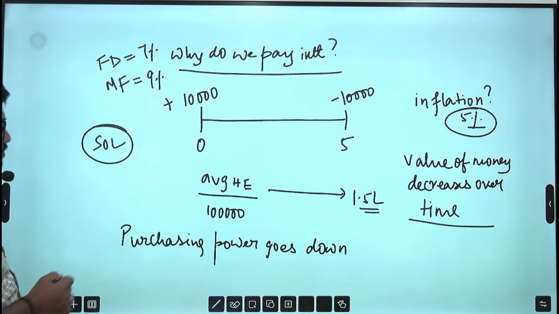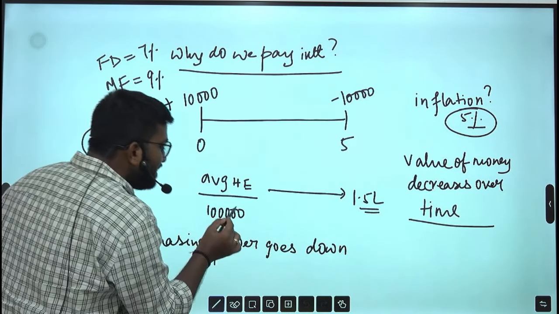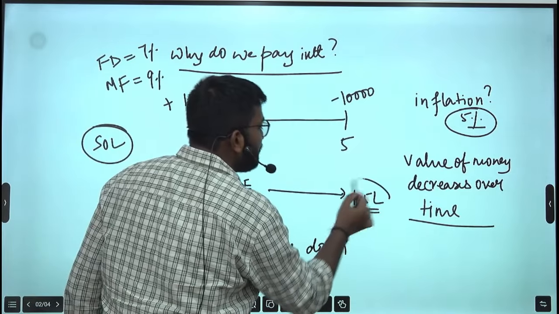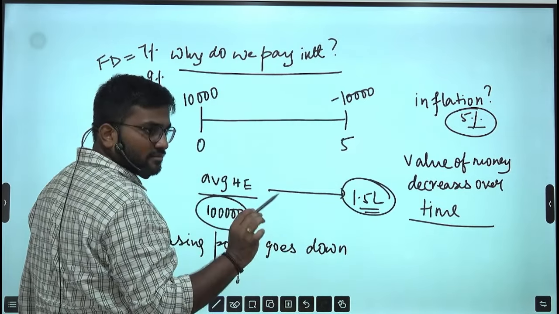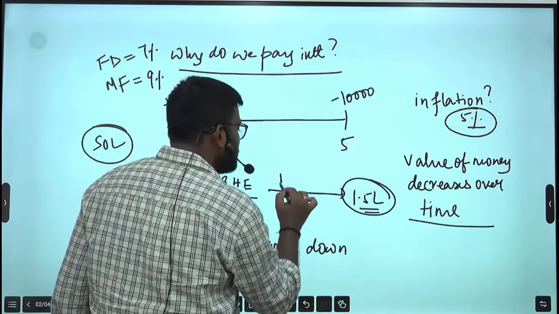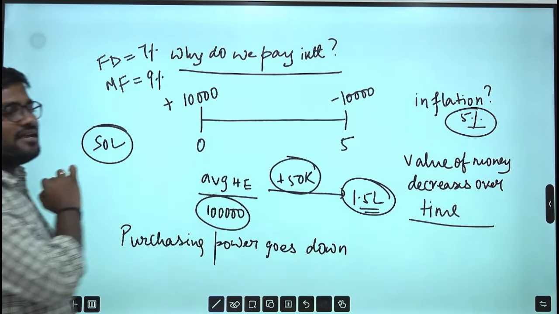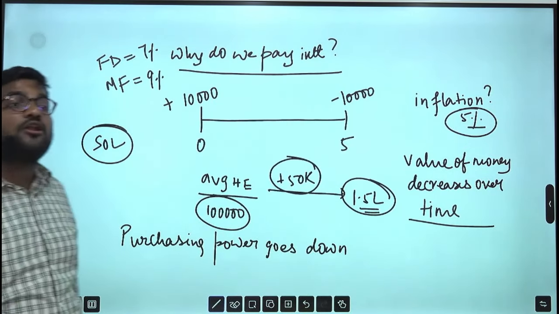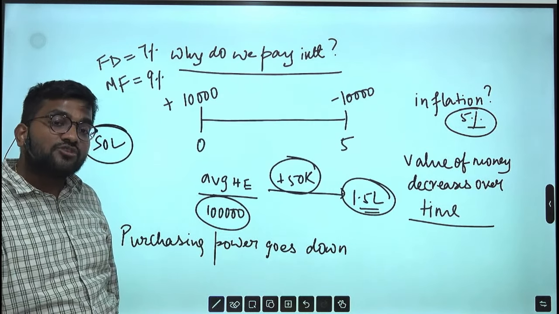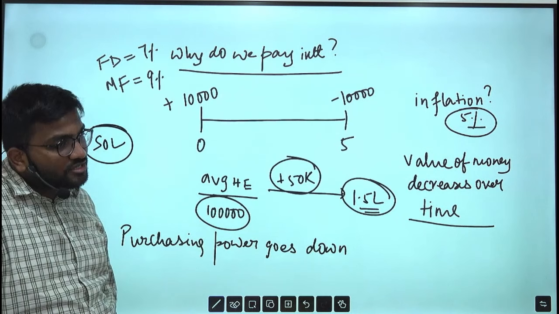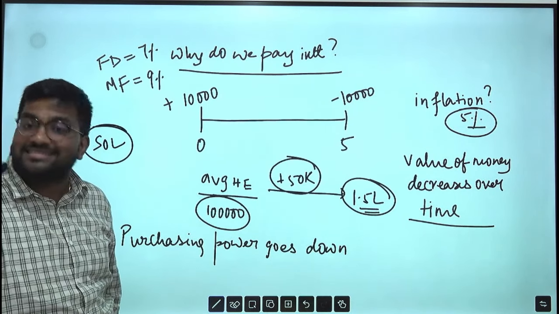So here, if I'm lending someone 1 lakh rupees and after 5 years he or she is giving me 1.5 lakhs, let's suppose, so he or she is giving me 50,000 extra. This 50,000 extra is known as interest to compensate for the loss in the value of money, so that I am able to purchase either the same amount of the bundle of goods or maybe more, but not less. Okay?